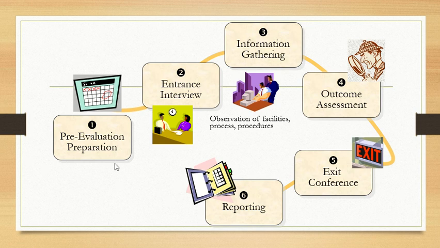In this process, there will be a pre-evaluation preparation in which the lab participant will do some preparation like collecting information or records, and then the auditor will come and do the entrance interview. Then the auditor will go into the laboratory and observe the facilities, processes and procedures. From here, they will gather the information, and then the auditor will make the outcome of assessment. Afterwards, there will be a conference where the auditor will meet the lab participant and present their findings, what is good and what is bad.